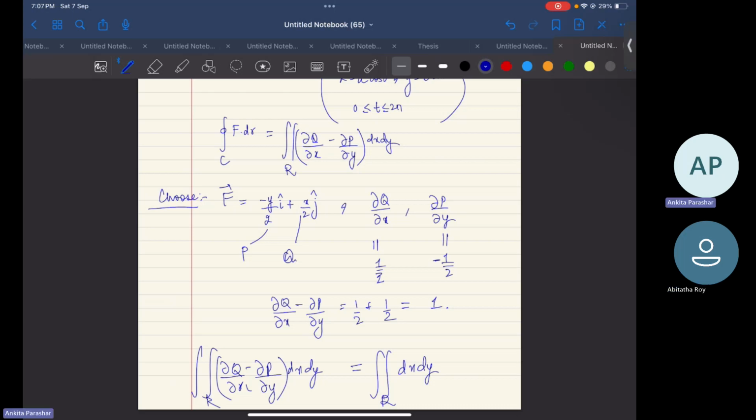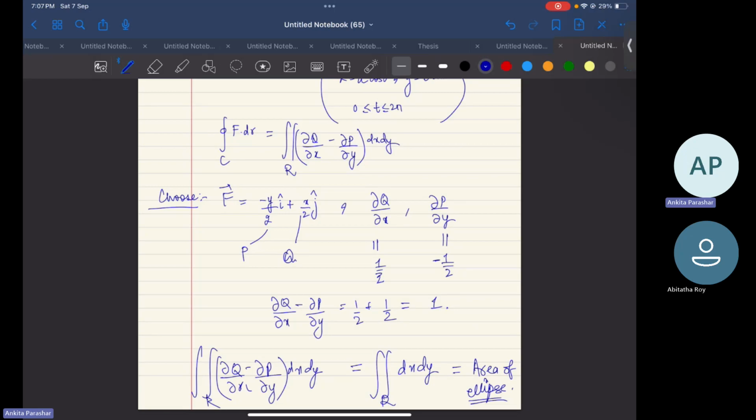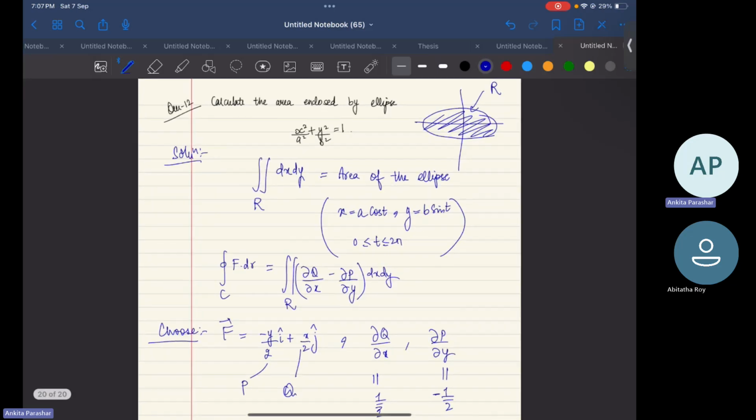Yeah, because the difference is just 1. This is nothing but the area of the ellipse. Do you agree? Okay, so what did I do finally? I chose an f such that the work done by that force f along the curve given by the boundary of the ellipse is exactly equal to the double integral, which is nothing but the area of the ellipse. You agree? Therefore, I can now use a line integral to compute the area of the region. Do you agree?